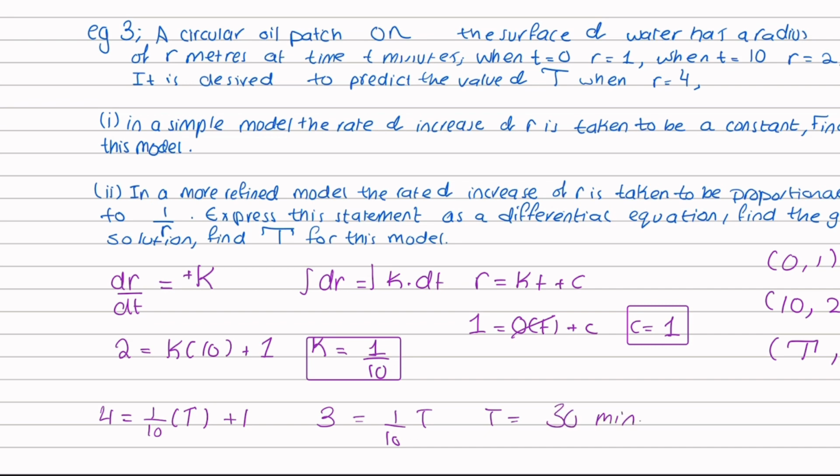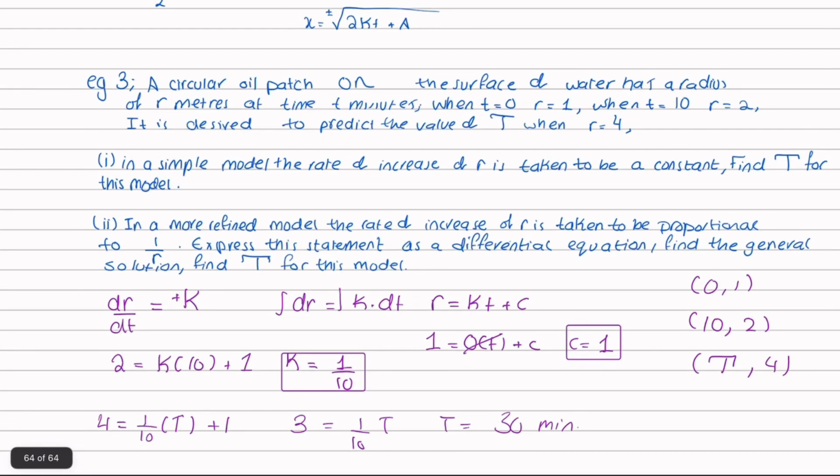Okay, let's start with double I. Now in double I, he says in a more refined model, so we've changed the model, we've changed the rate of change. The rate of increase of r is taken to be proportional to 1 over r. When we talked about this just now, we said that to be proportional to 1 over r is to be inversely proportional to r, which means that dr on dt is equal to k over r. Express this statement as a differential equation. Find the solution, find t for this model.